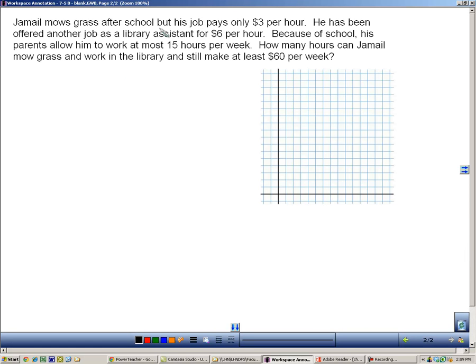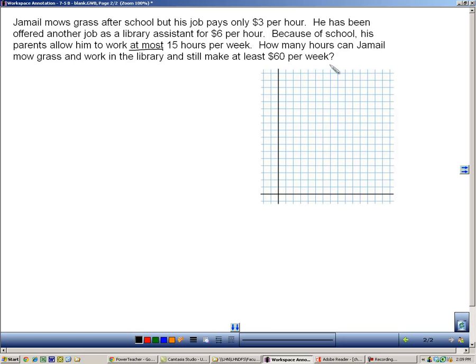Jamail mows grass after school and gets paid $3 an hour, and he has another job as a library assistant for $6 an hour. Because of school, his parents allow him to work at most, that's a key phrase here, we'll come back to that, at most 15 hours per week. How many hours can Jamail mow grass and work in the library to still make at least $60?